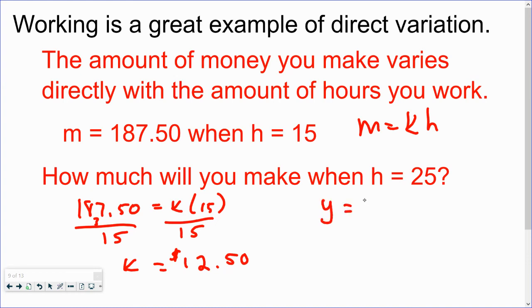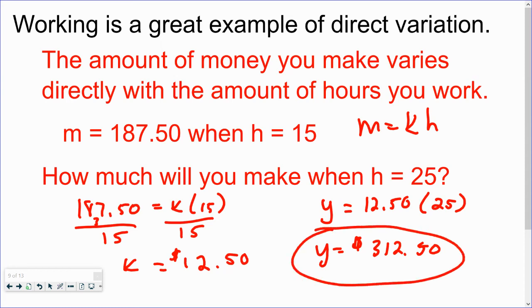So y is equal to $12.50 times 25 hours. All right, so y is equal to, and honestly, I don't have this in my head. I'm going to cheat and grab a calculator and come up with what this particular value is. Slowly but surely, I'm not very good at this. 87.5 divided by 15, 12.5, so I got that right, times 25. This is $312.50.